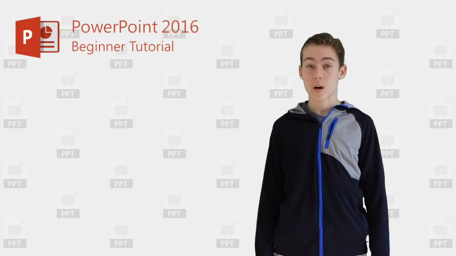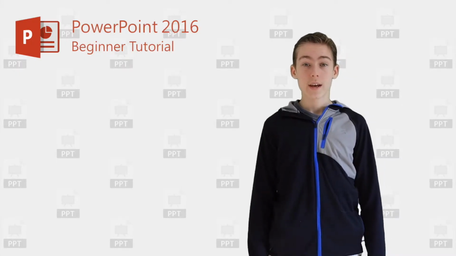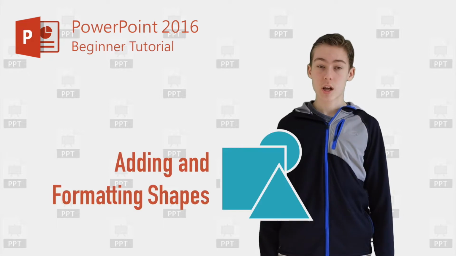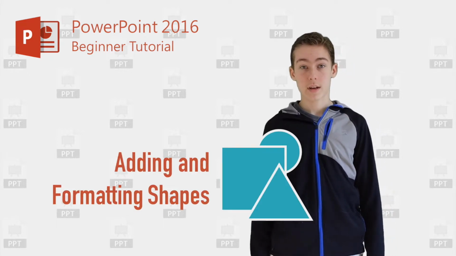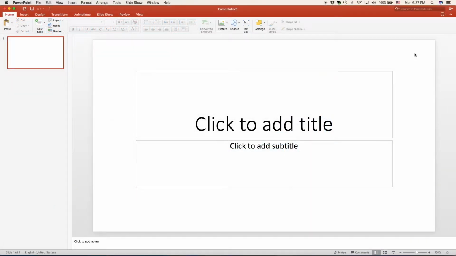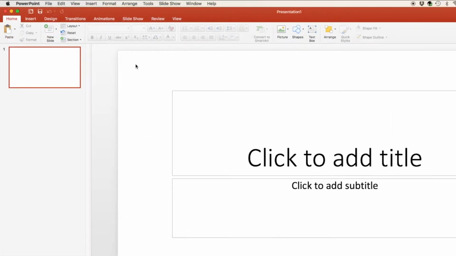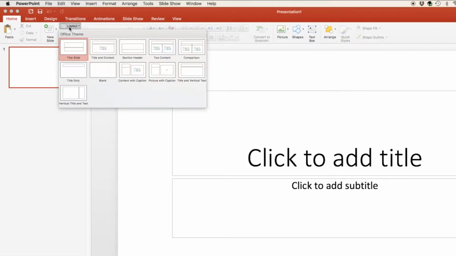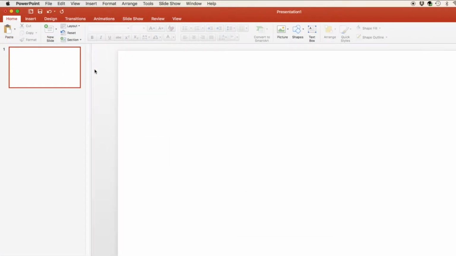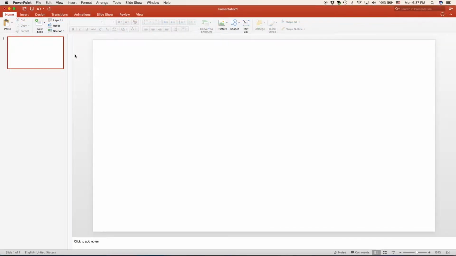Everyone, welcome back to another PowerPoint 2016 tutorial. In this video I'm going to be showing you how to add shapes to your presentation and how to edit them. We've created a new presentation, so we'll change the layout by going to Layout in the top left hand corner and clicking on Blank in the Options menu that pops up.